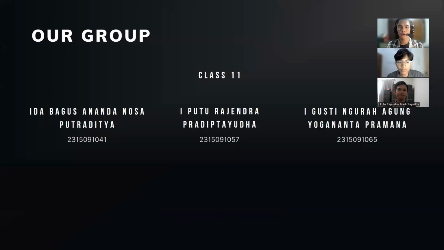So this is our group. We are all from class 11, starting from me. My name is Bagus Ananda Nosa Putraditya with student ID 231509 1041, and my colleagues. My name is Putu Rajendra Pradiptayudha and my student number is 231509 1057. And my name is Gusti Ngurah Agung Yogananta Pramana. My student number is 231509 1065.